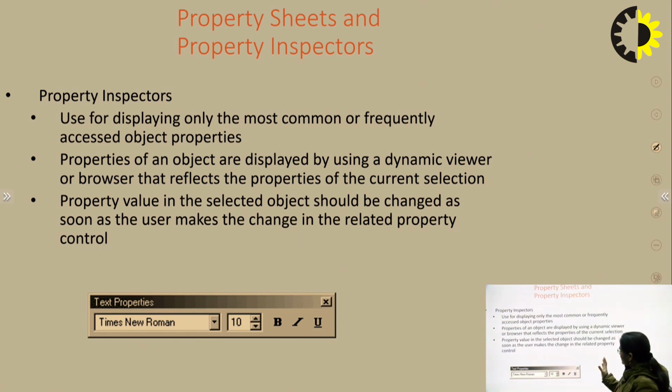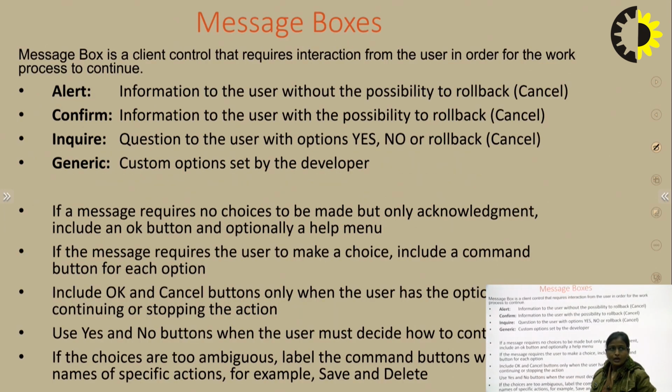So if this is the property inspector, and here we have shown the properties of our text. So here options are text font, text style, and this is bold, italic or underline. So these are the properties available. So these basically are the property inspector. Okay. Then next is the message box.